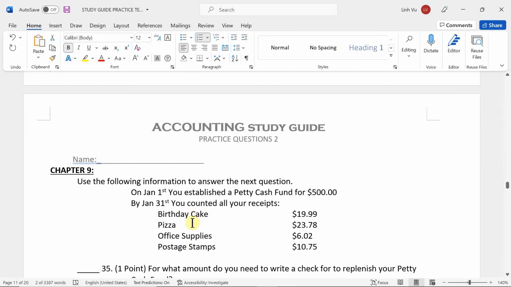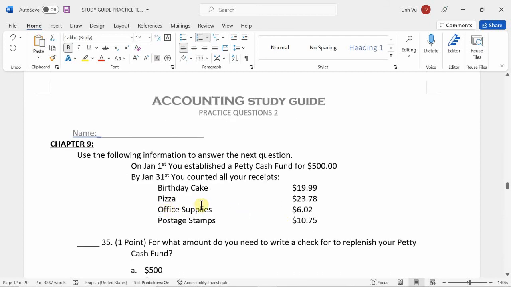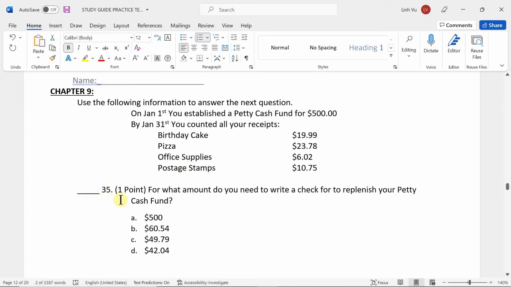All right. So let's go to chapter 9, okay? Use the following information to answer the next question. On January 1st, you establish a petty cash fund for $500. By January 31st, you counted all of your receipts. So here, you bought a birthday cake for $19.99. You bought pizza for $23.78. You bought some office supplies for $6.02, and you bought postage stamps for $10.75, okay? So question number 35 says, what amount do you need to write a check for to replenish your petty cash fund?